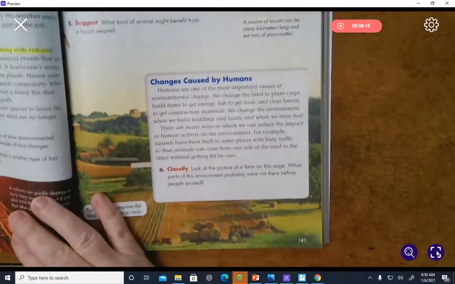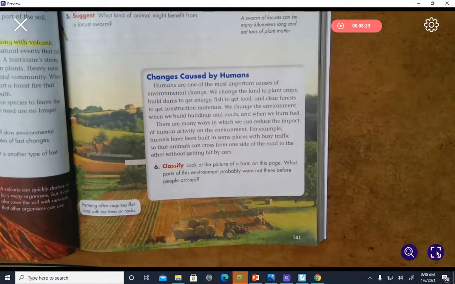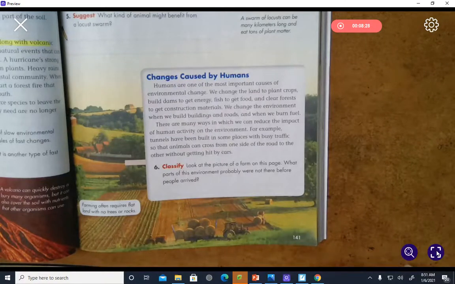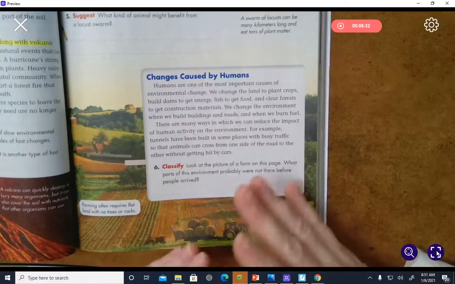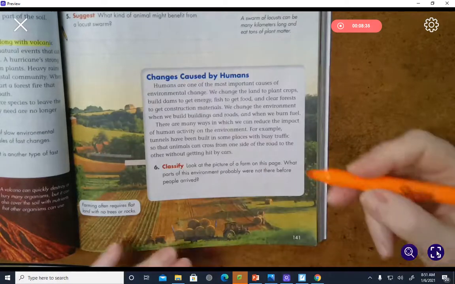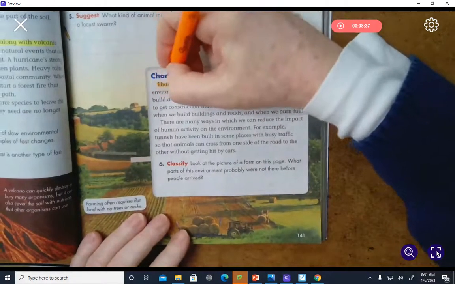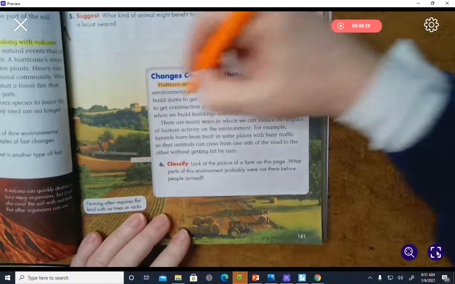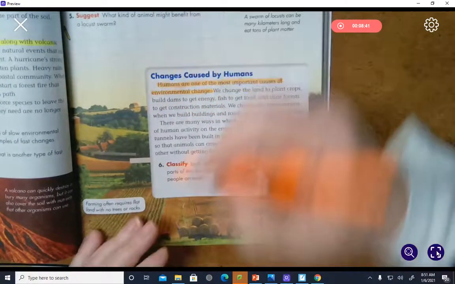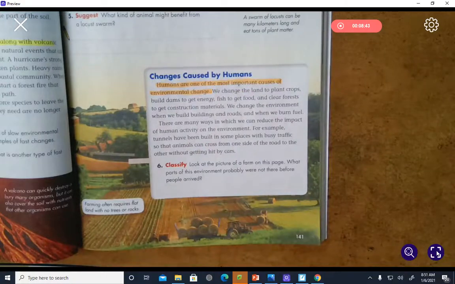Okay, and then the last section is changes caused by humans. Humans are one of the most important causes of environmental change. Remember, I said usually when you're reading and there's something that says something is the biggest or the first or the most damaging, and so humans are one of the most important causes of environmental change. Now, you might think that's bad, but let's go on and see what it says about humans.